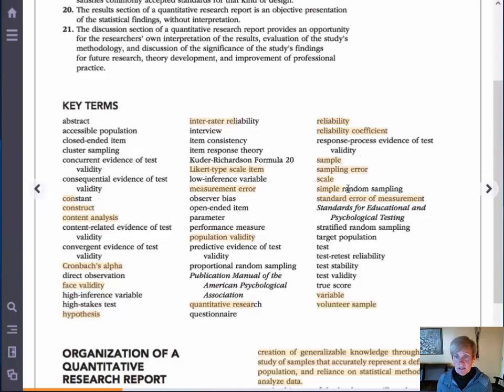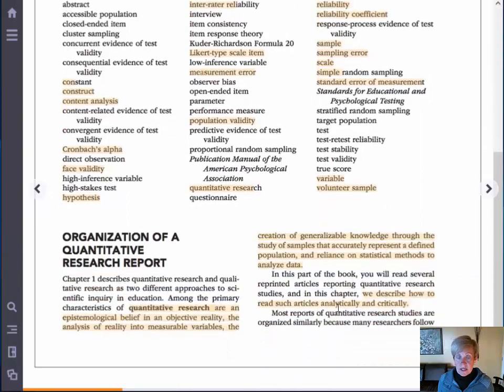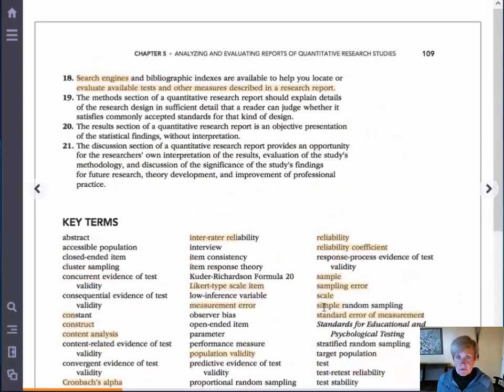I've already talked about sampling, scales, how you're going to scale up a particular item. It could tie into the way that you measure a construct. And then variable and volunteer samples, again, it goes back to sampling. These are all just in alphabetical order. So that's a little overview of the important concepts, why you would need it, and some of the words are part of the vocabulary, key terms, and they're bolded in your text. So that's nice that you can find them pretty easily.